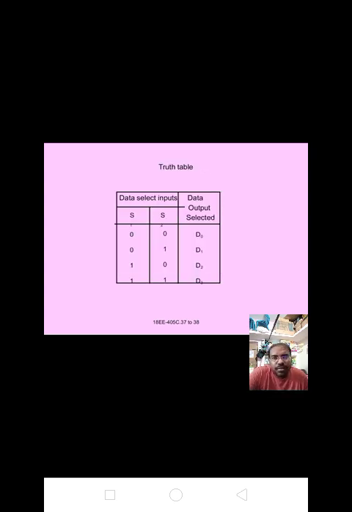Truth table. Here the data select inputs are S0 and S1. The data output selected is D0, D1, D2, D3. It follows the same structure as before: select inputs S1, S0, 00 is D0, 01 is D1, 10 is D2 and 11 is D3. Here we are also taking 0, 1, 2, 3 as inputs, and the binary variation of data is 0 is 00, 1 is 01, 2 is 10 and 3 is 11.